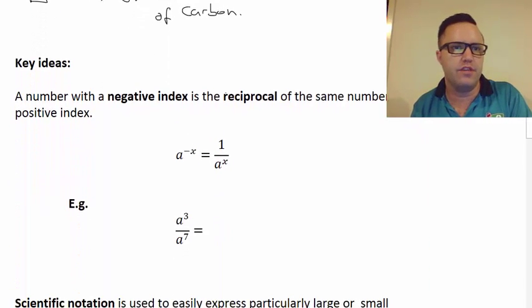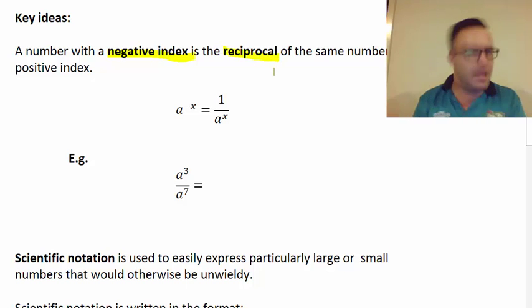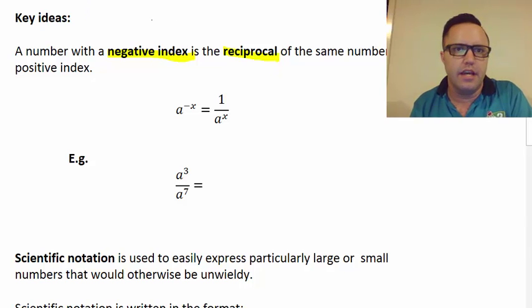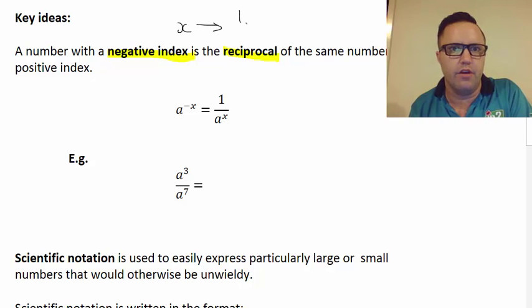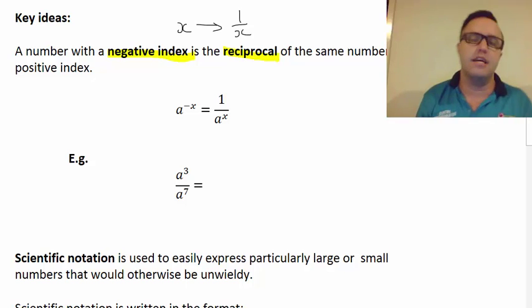So some key ideas. First, we're going to look at the negative indices. So a number with a negative index is the reciprocal of the same number with a positive index. So remember, reciprocal was an idea that if we had a number x, the reciprocal of that would be 1 over x. Okay, remember that's what the reciprocal meant from fractions and things.